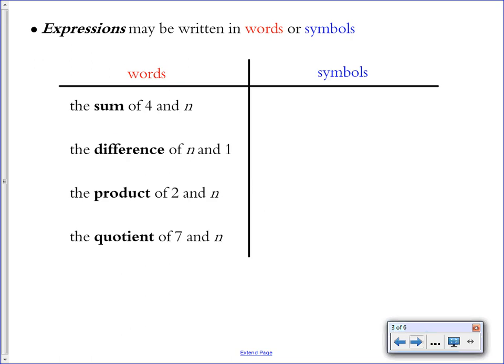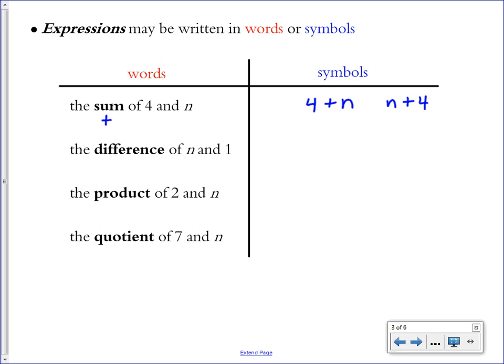Expressions may be written in words or symbols. So you might see an expression like the sum of 4 and n, and that is a mathematical phrase. It's written in words, and you want to be responsible for writing that in symbols. So in order to write that in symbols, you need to know that sum means addition. So to write this symbolically, we would write 4 plus n. You could also write n plus 4. That means the same thing because addition is commutative.